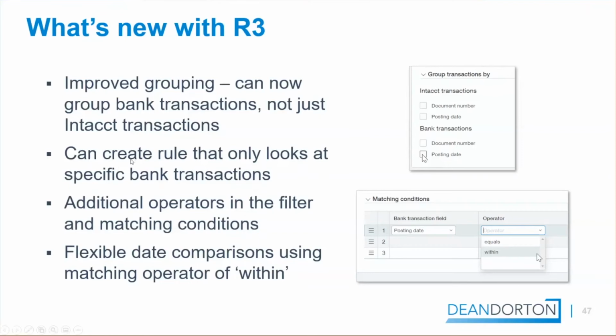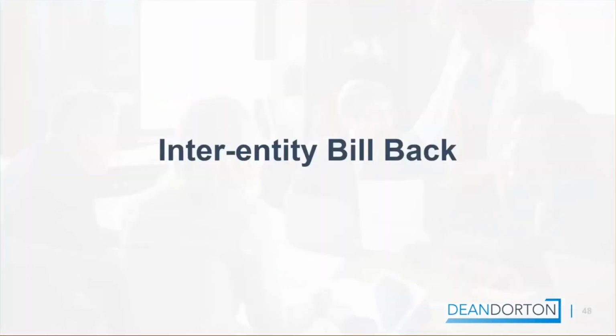You can now create rules that only look at specific kinds of bank transactions. You've got some additional operators in the matching and filtering fields, and then flexible date comparisons using the matching operator of within. So within 5 days, within 7 days, something of that nature. So a lot more capabilities here added into the matching rules and the matching rule sets inside of Intacct to help you really automate as much as possible those bank reconciliations and your cash management.